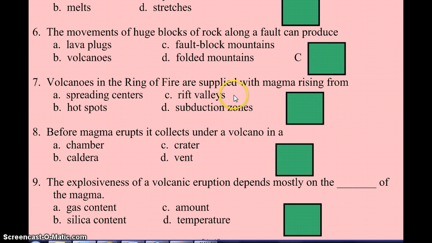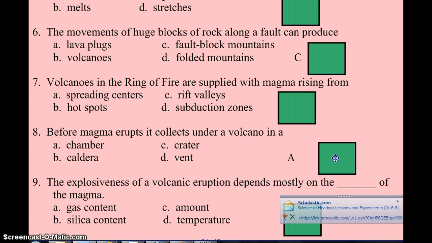Volcanoes in the Ring of Fire are supplied with magma rising up from, well, that whole Ring of Fire. Is it the spreading center? Are they hot spots? Are they rift valleys or subduction zones? The Ring of Fire is full of subduction zones. Before magma erupts, it collects underneath the volcano in the crater, in the vent, in the caldera, or the chamber. And the chamber is the part where it gets collected up.